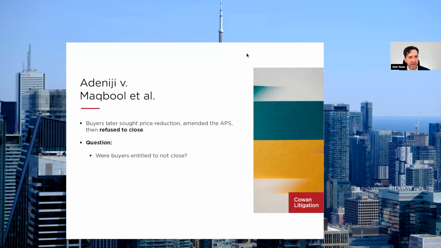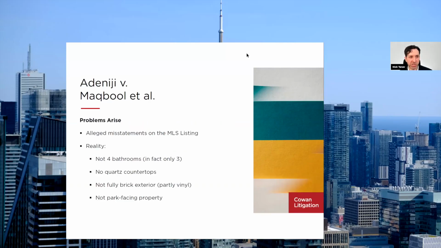And what happened is the buyers sought a price reduction of around $13,500. They amended the APS because of these inaccuracies, but then they still refused to close, saying, hey, we know we amended, but these are misrepresentations. We feel it's not correct to close here. We can get out of the deal still. And so they refused to close. So question to the audience, were the buyers entitled not to close in this situation? Again, these are the 4 misrepresentations. Frank, can you do another poll, please?